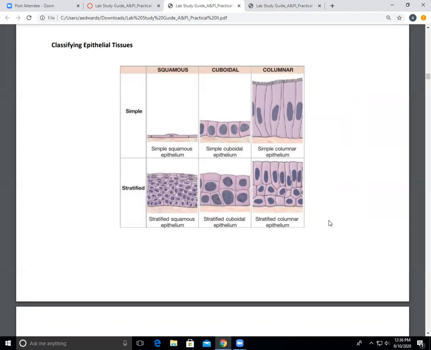So if the shape is flat, it's squamous. Squamous can also look like a fried egg. Squamous could also look irregular, depending on which angle you're looking at it from. If you're looking at it from the side, it'll look flat. If you look at it from the top, it'll look like a fried egg. If the shape is more cube-like, it's cuboidal. If the shape is more rectangular, it's columnar.